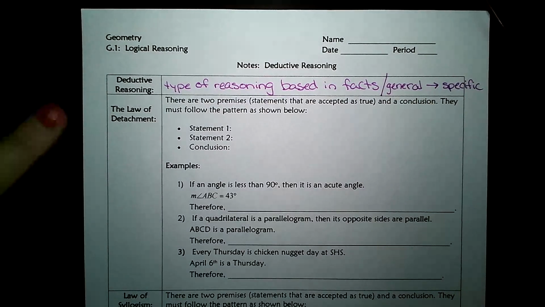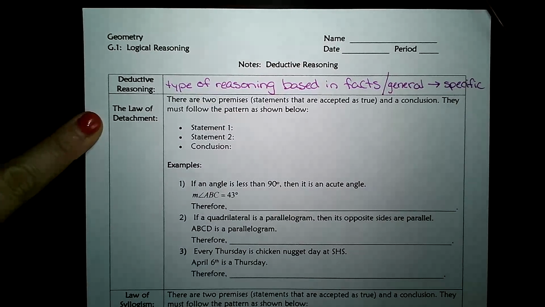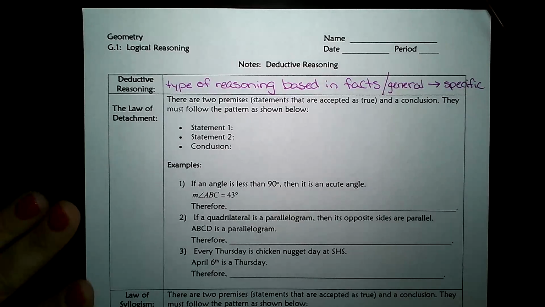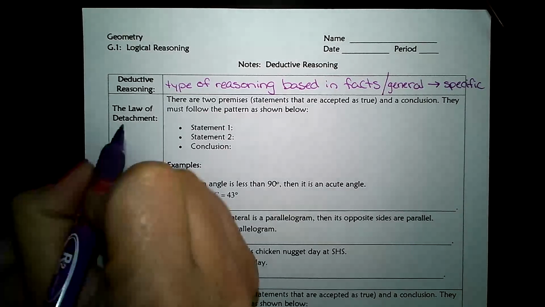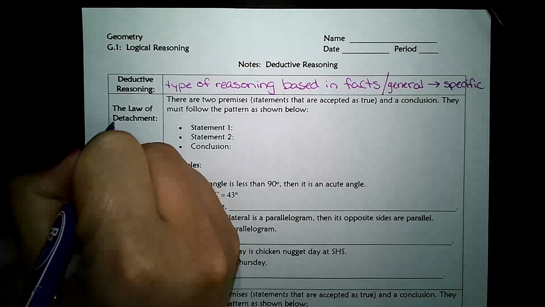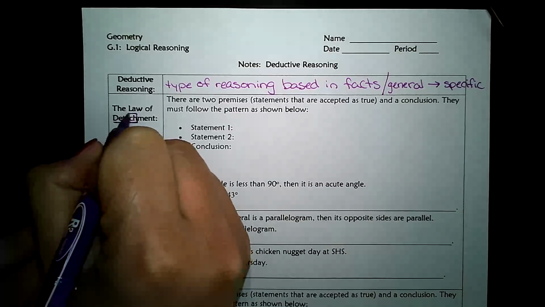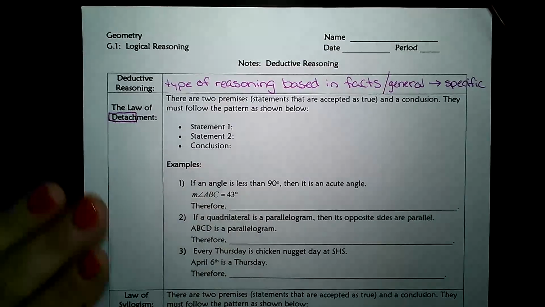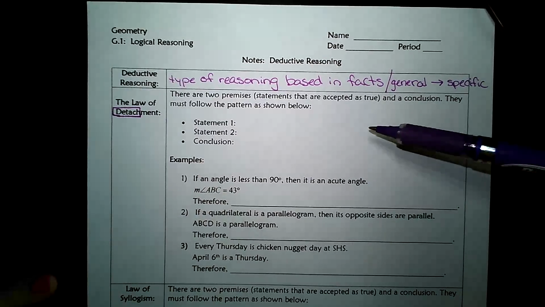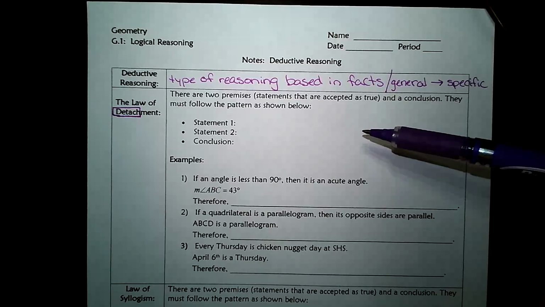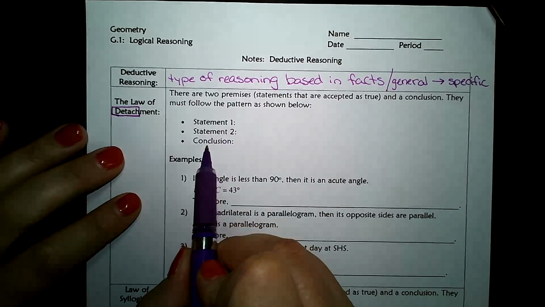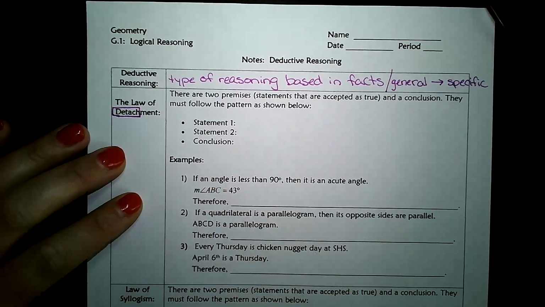There are two laws that we're following in this study of deductive reasoning. The first is called the law of detachment, and look at that word. Within the word detachment is the word detach. So there are two premises, which are just statements that are accepted as true, and a conclusion. So three separate statements, and they must follow this pattern.